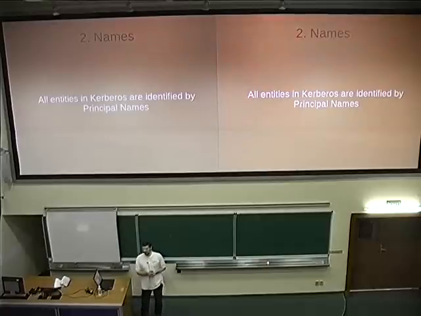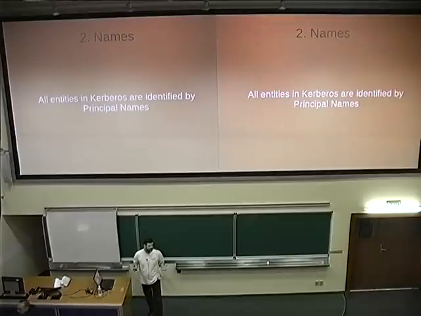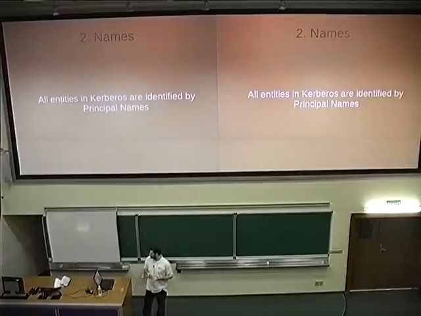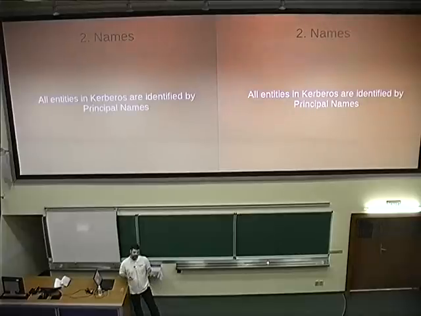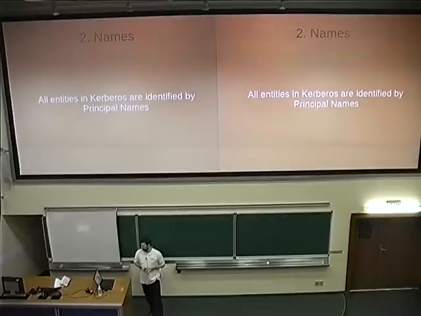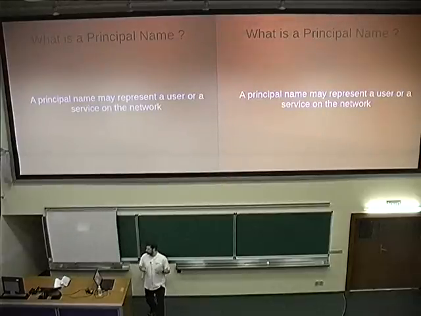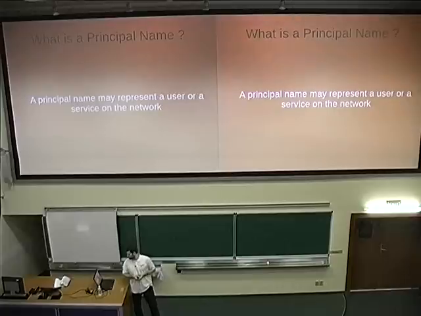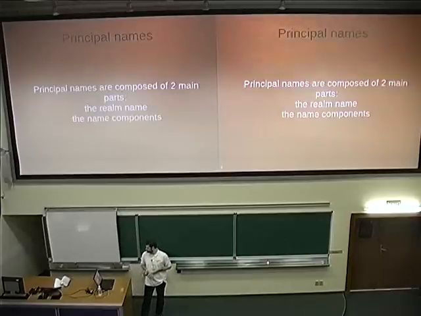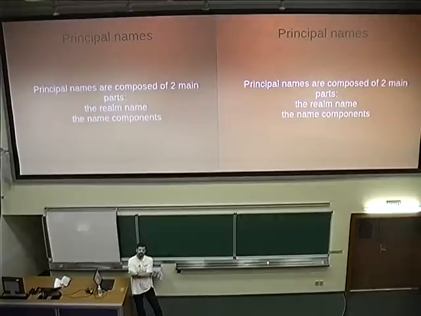Okay, names. I have this nice infrastructure, but how do I know who's who? What is it that identifies things? Everything in a Kerberos system is identified by names. The name is the primary entity by which you reference a server, a user, or a service of some kind. And names are called principal names in a Kerberos system. So what do principal names look like?